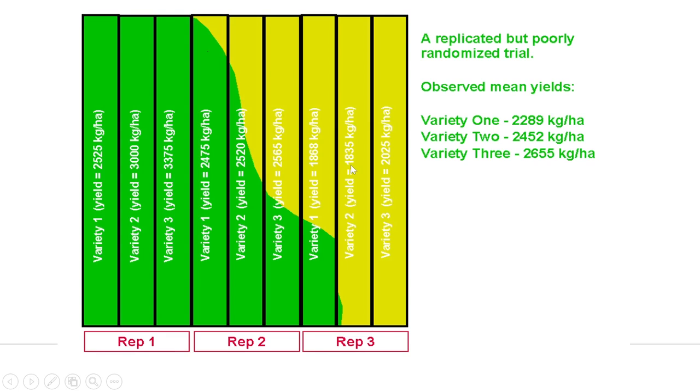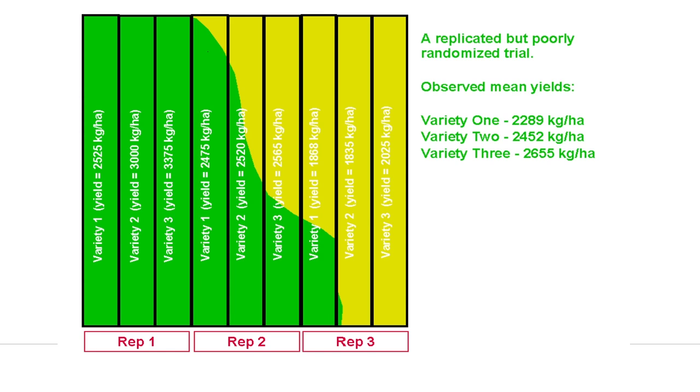So this is an example of a replicated but poorly randomized trial. So we have replication but not randomization. We divide the field into thirds, and each third is one replication. So we actually have all the treatments in each replication. From left to right, we have rep 1, 2, and 3.